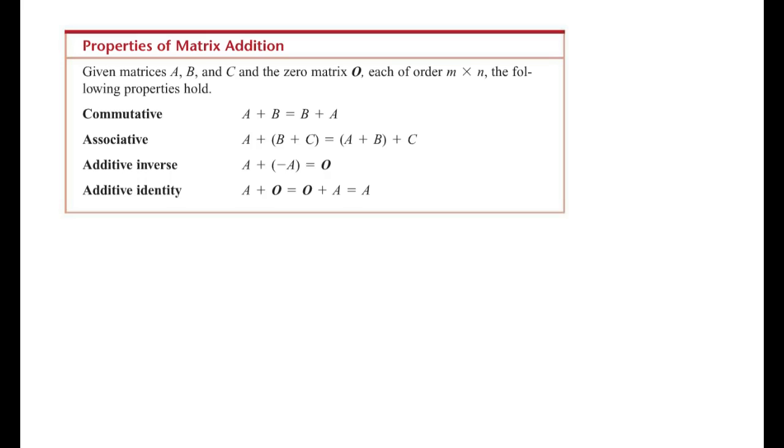So here are some properties of matrices. The adding of matrices is commutative, meaning it doesn't matter what order we add them together. It's associative. It doesn't matter how we group them. If I add the opposite of a matrix to itself, I'm going to get the zero matrix. And if I add a zero matrix to any matrix, I'm going to end up with the same matrix. So that takes care of addition and subtraction.